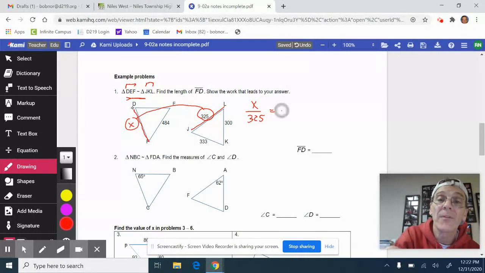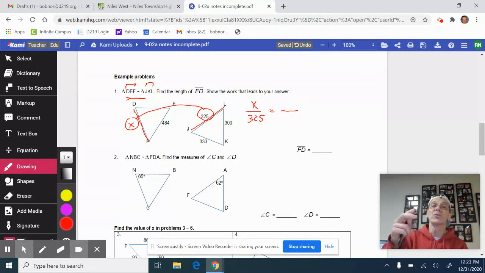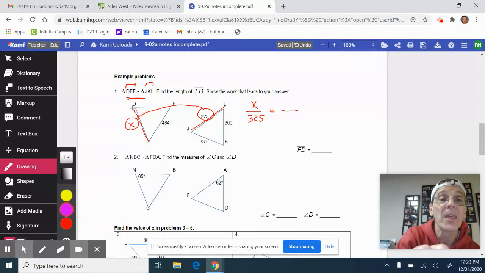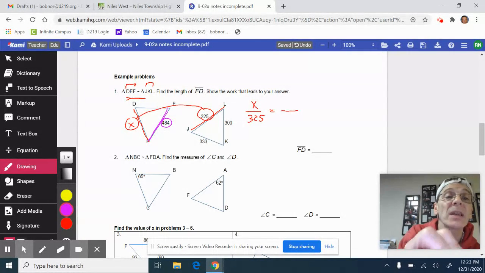So if I can set up another ratio with two actual numbers in it, not variables, I should be able to solve this equation I have begun for the variable X. So I need two more sides, one from each triangle. They've got to correspond to each other. Well, I only have this side to work with from triangle DEF, and that measure belongs to segment EF.